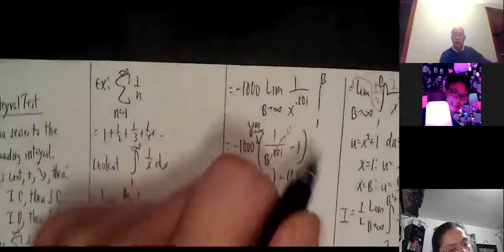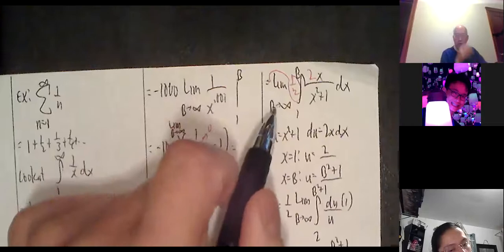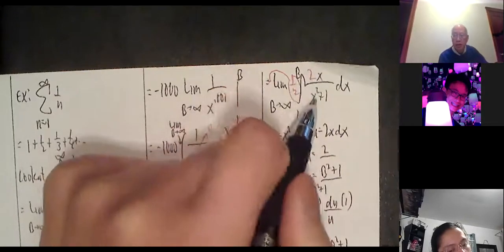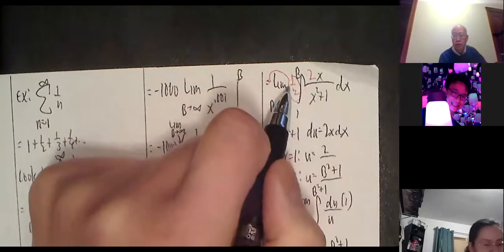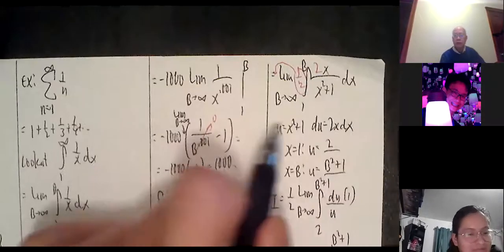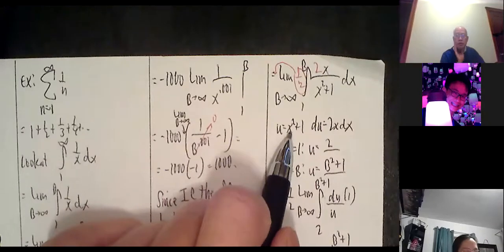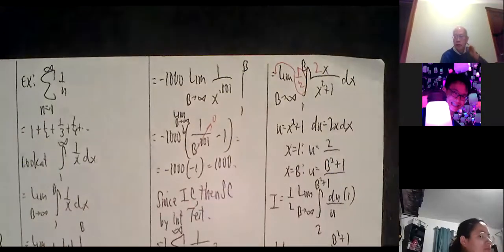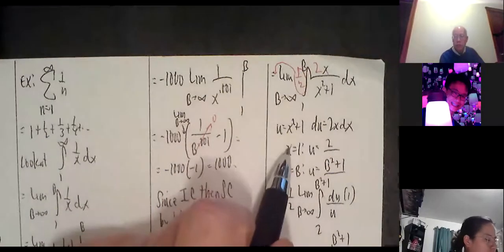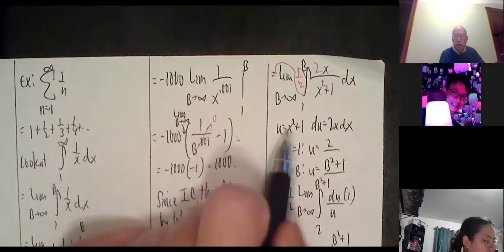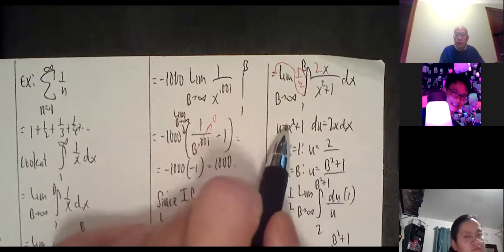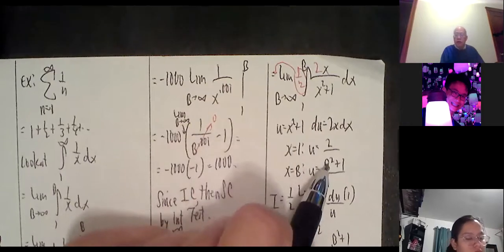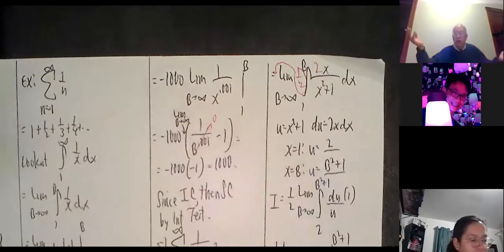Okay. So limit as b approaches infinity, x over x squared plus 1. I know the derivative of x squared plus 1 is 2x. So put a 2 here, 1/2 here. So u equals x squared plus 1, du equals 2x dx. When x equals 1, plug in 1, you get 2. X equals b, put a b, b squared plus 1.